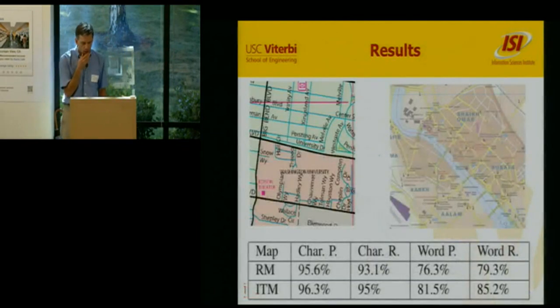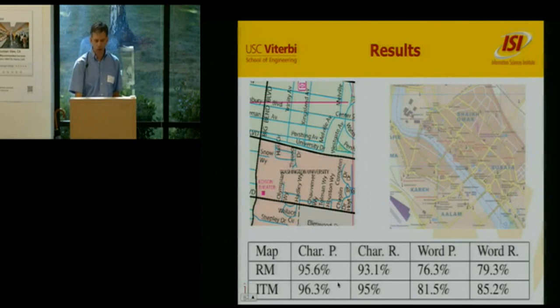So in terms of results, here are some earlier results. We have more recent stuff I'm not going to present today. But the earlier results show two different maps. On the left, we have a Rand McNally map labeled RM in the table. And on the right, we have this international tourist map, labeled ITM in the table. And you can see the results are actually quite good.